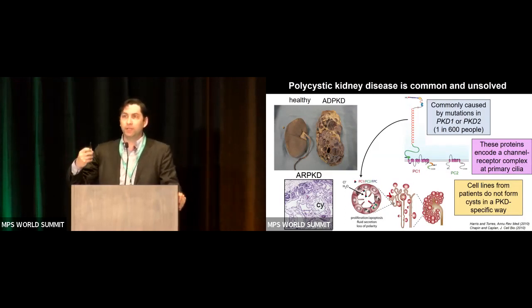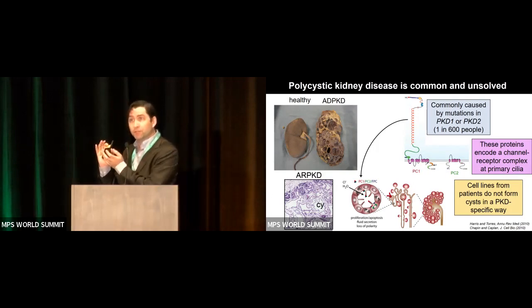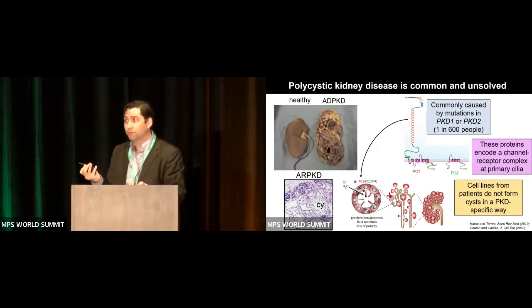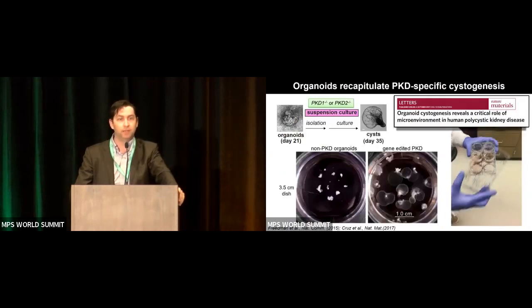And one of the great challenges, as I alluded to, is that cell lines from patients don't form cysts in a PKD-specific way. They may balloon out and form some spheroid structures, but those types of structures are also found in wild-type cells that don't have any disease state. So fundamentally, we don't have a reconstitution of this disease state in cell culture.